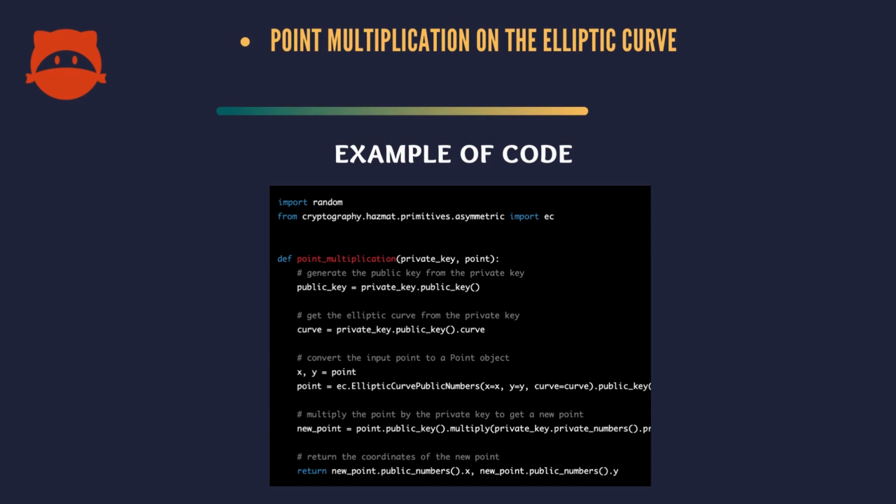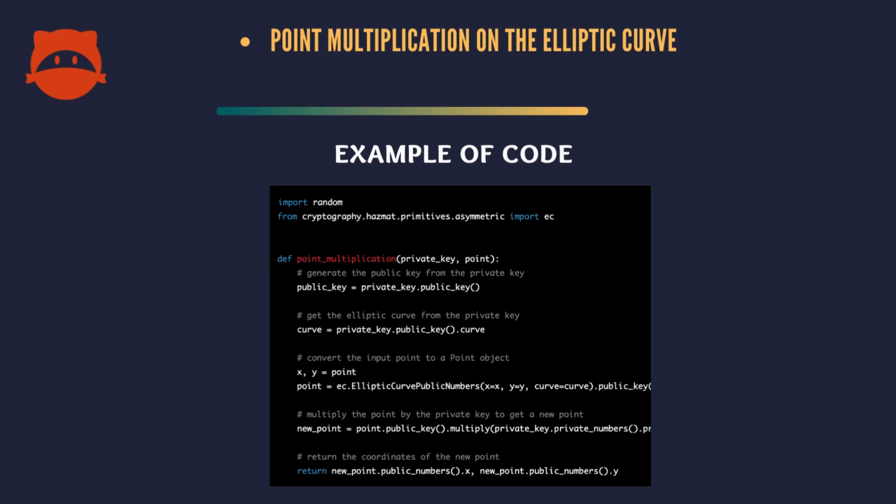Here's an example script in Python that demonstrates how to perform point multiplication on an elliptic curve. We first import the necessary modules, random for generating random numbers, and cryptography for working with ECC. The point_multiplication function takes a private key object and an input point as inputs. It first generates the public key from the private key and gets the elliptic curve used to generate the private key. It then converts the input point to a point object using the EC elliptic curve public numbers class.